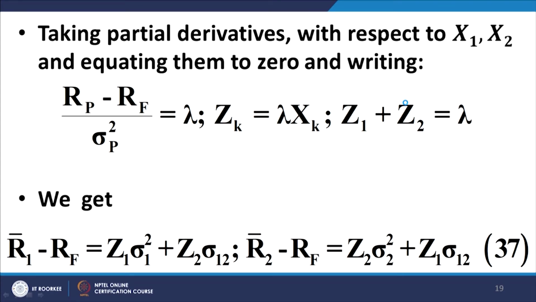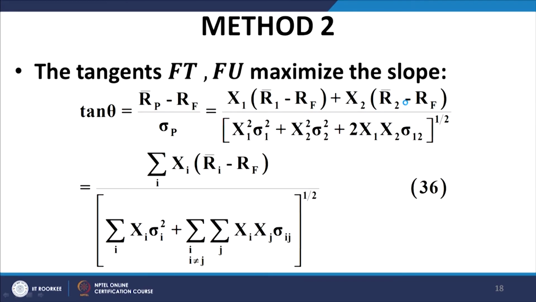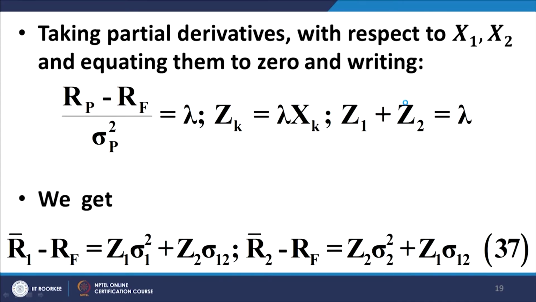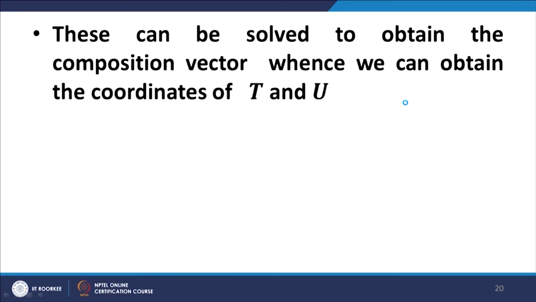So, I repeat, we partially differentiate equation number 36, which is here on the slide, with respect to x 1 and x 2, and then we equate them to 0, and then we make the substitutions. R p minus R f upon sigma p square equal to lambda, z k is equal to lambda x k, and z 1 plus z 2 equal to lambda. We make these substitutions, and after doing all this algebra, we end up with equation number 37.